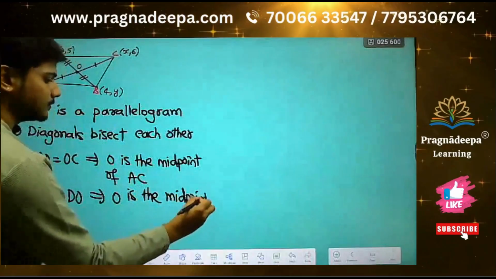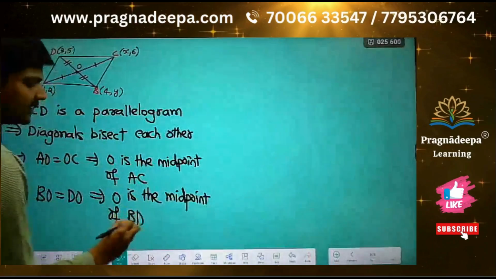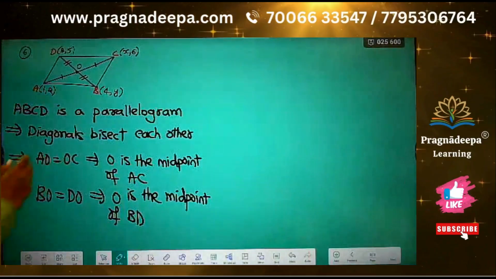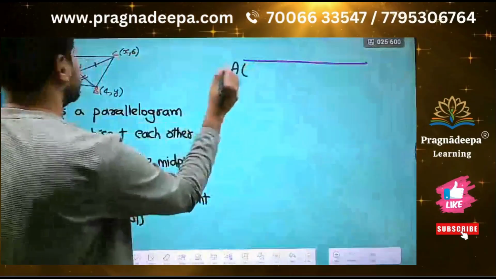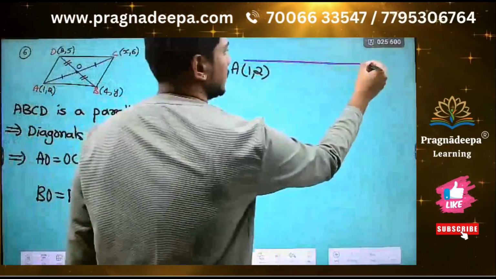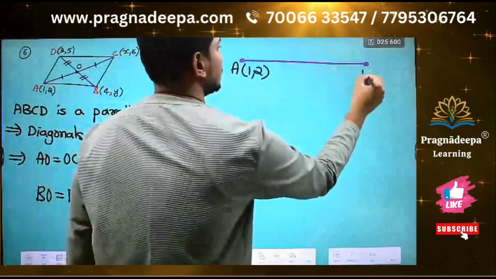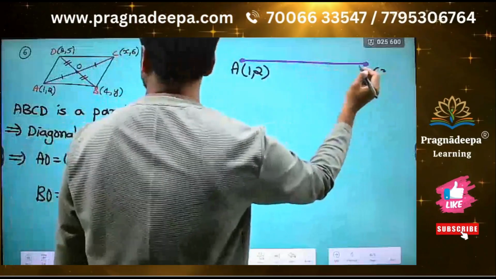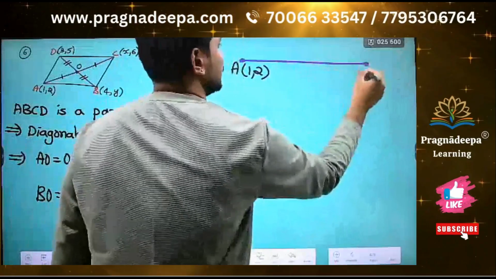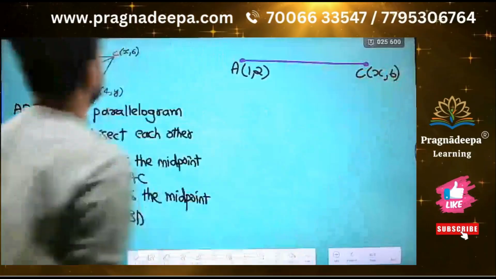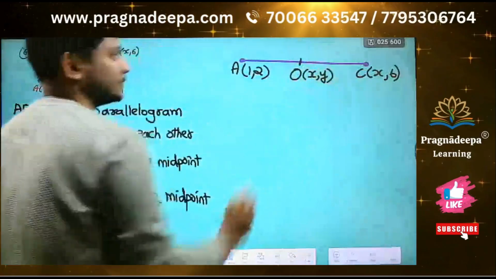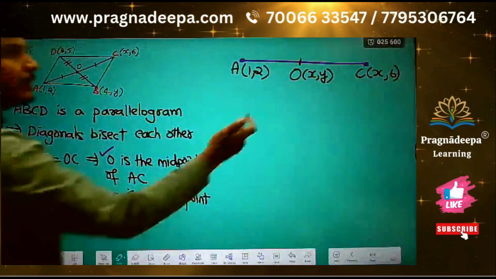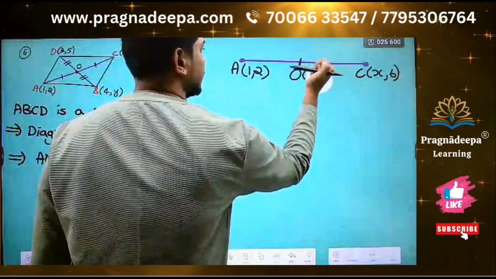So now I will consider this point. First ಇದನ್ನ consider ಮಾಡ್ತೀನಿ. O is a midpoint of AC ಅಂತ ಹೇಳಿ. So consider AC. You have A here, coordinates of A is 1, 2. Coordinates of C is x, 6. So you need to find the coordinates of O. Let me call it x, y. Oh, x, y ಅಲ್ಲೂ ಇದೆ ಅಲ್ವಾ? So ಮತ್ತೆ x, y ಅಂತ ಬೇಡ.